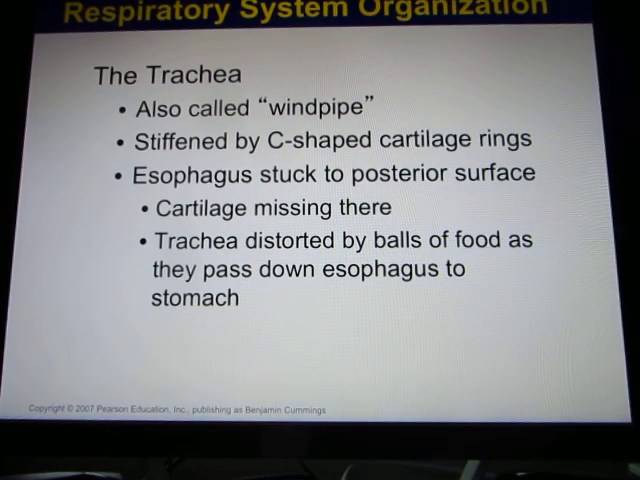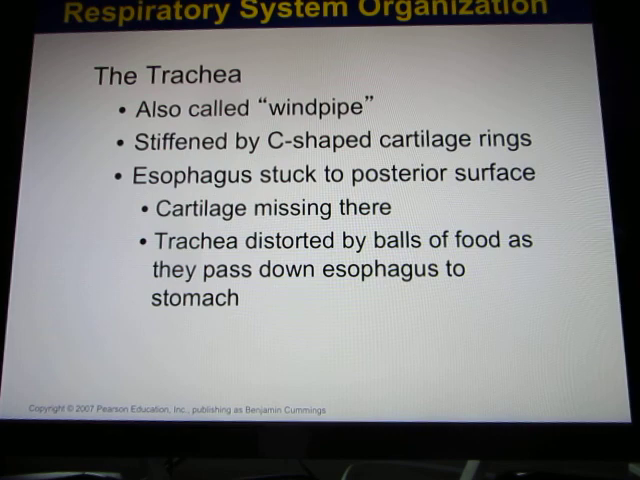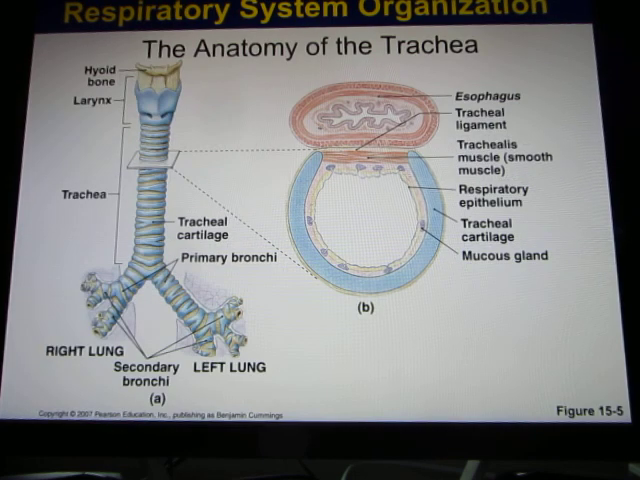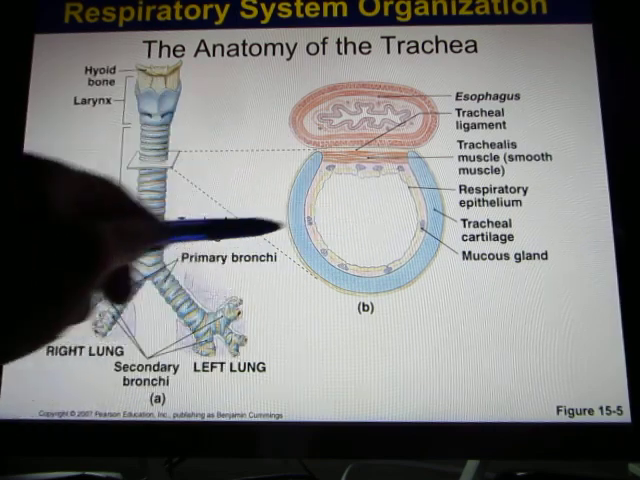And now the air goes to the trachea. Trachea is like the windpipe. There are those C-shaped cartilages. You only have one trachea. And that's the trachea. There's a trachea structure. So here are those cartilages. Those cartilages prevent collapse.